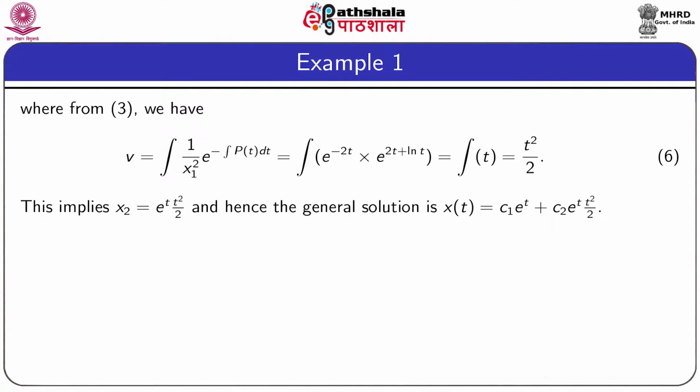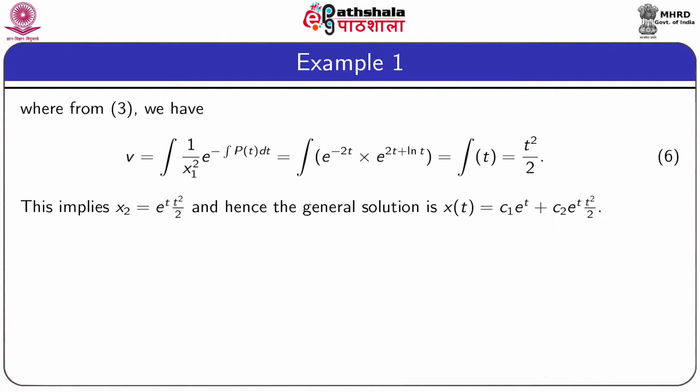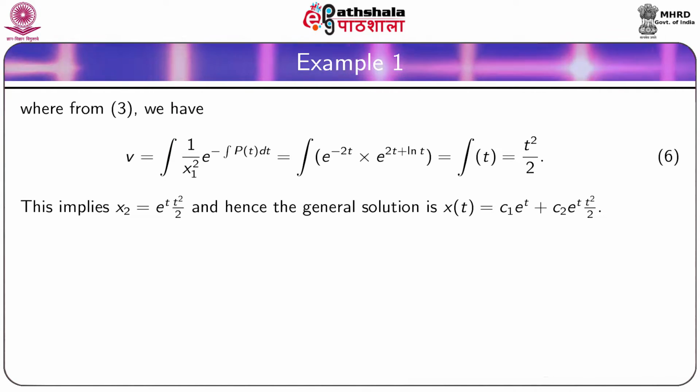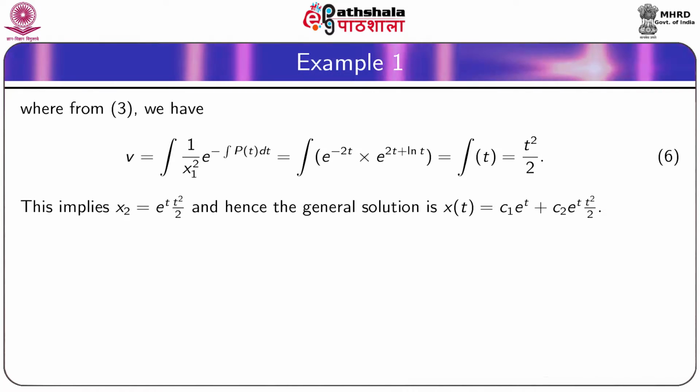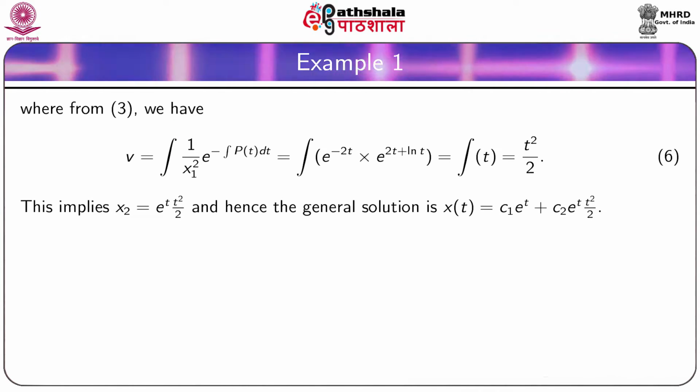Hence, from equation number 3, if we take it as a formula, we will get v is equal to integration 1 by x1 square e to the power minus integration pt dt, which is equal to integration e to the power minus 2t multiplied by e to the power 2t plus log t dt. And after simplification, we will get just integration t dt, which is equal to t square by 2.